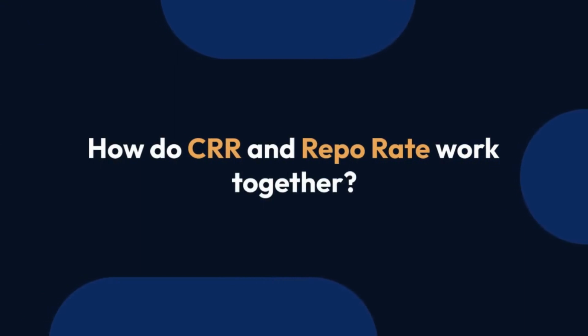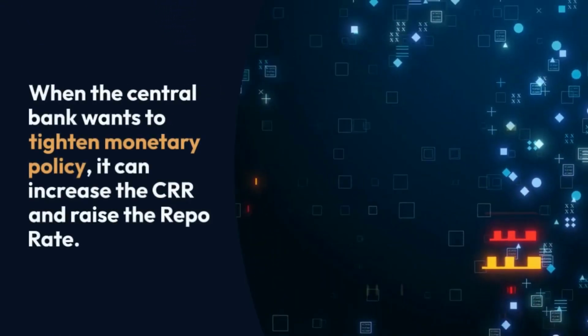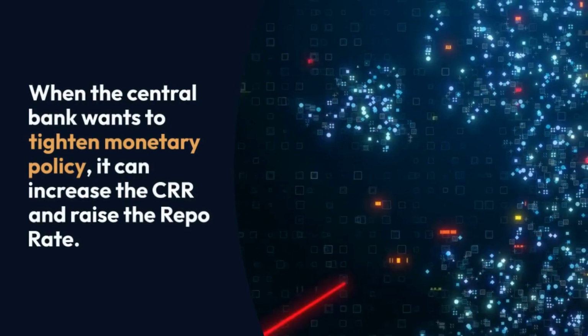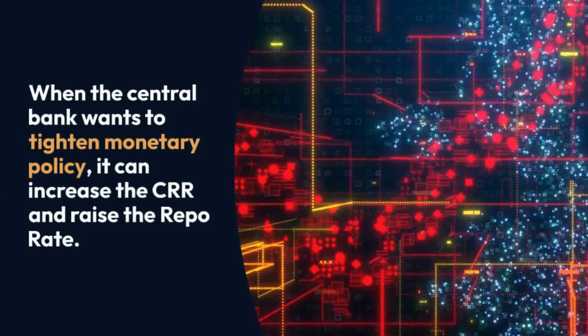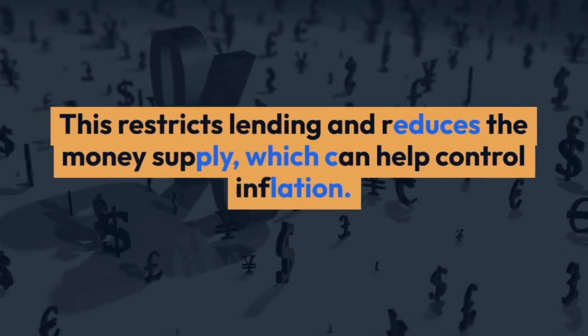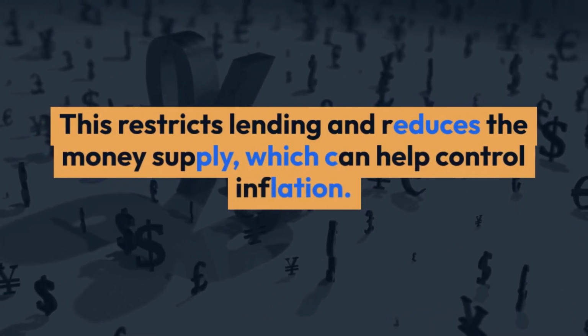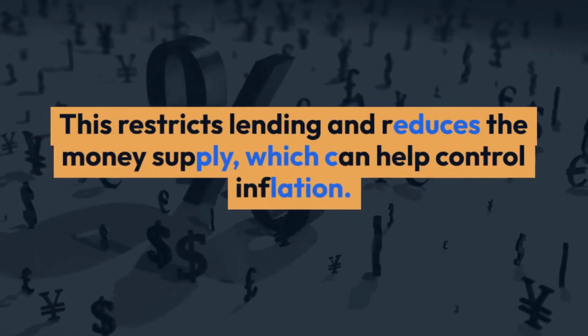How do CRR and repo rate work together? When the central bank wants to tighten monetary policy, it can increase the CRR and raise the repo rate. This restricts lending and reduces the money supply, which can help control inflation.